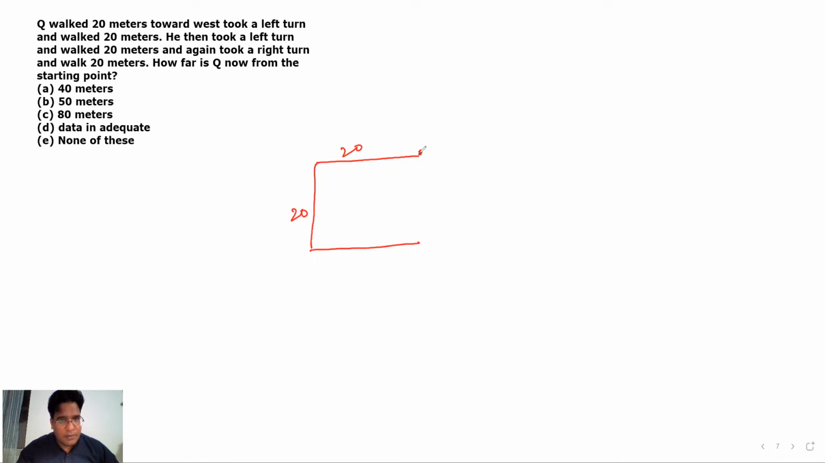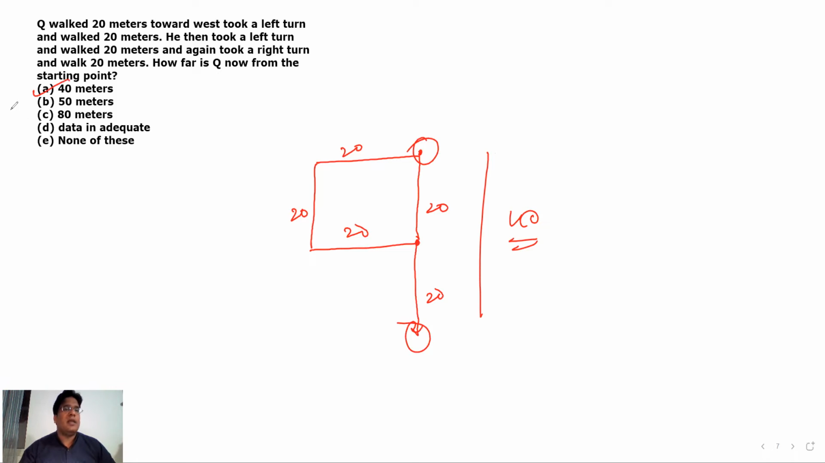Again, it is in the same line because 20, 20 and 20 is going to be a square. And again, he took a right turn and walked 20 meters. From here, he's going to take a right turn. The right turn should be this and walk for 20 meters, 20 and 20. That is overall a 40-meter distance he covered from the starting point to the end point. The answer is A, that is 40 meters.